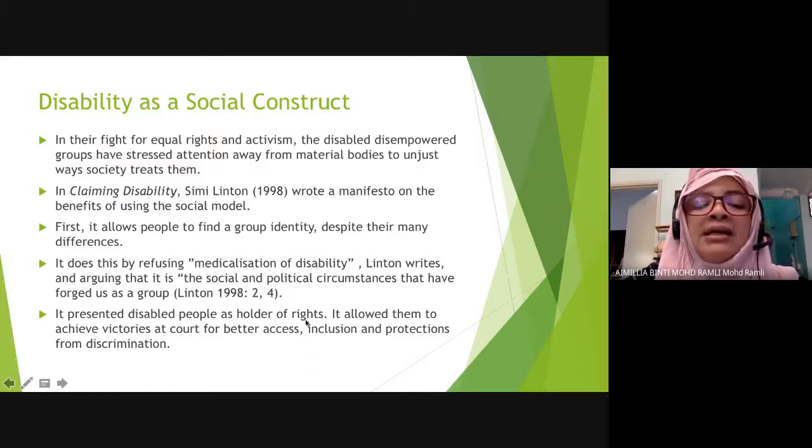So this group is fighting for rights, especially at court, for better access, inclusion, and protection from discrimination. If they are fired because they're disabled, if somebody found that they do not have one eye, okay? So they can sue the employer who fires them. Or if they are hurt while they are working, and they lose their job, and the job has nothing to do with their disability, they can still perform their jobs. So they can sue the employer if the employer decides to terminate them.